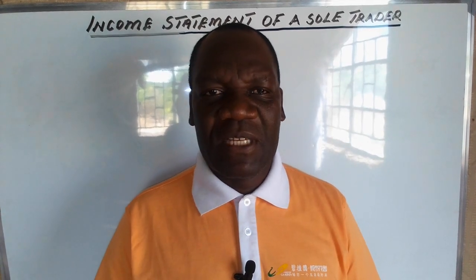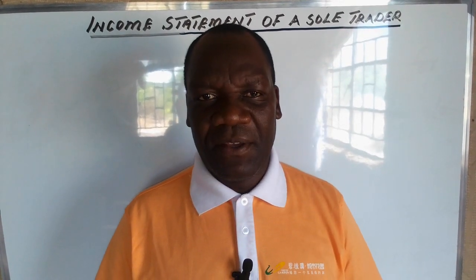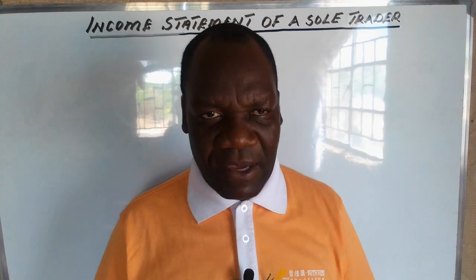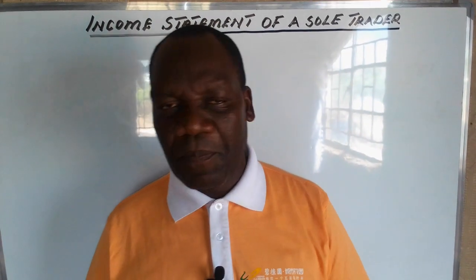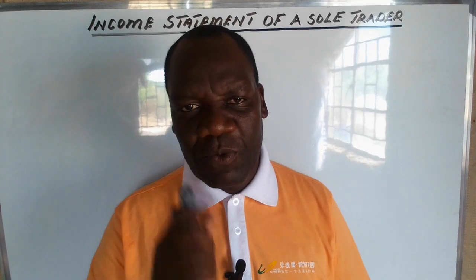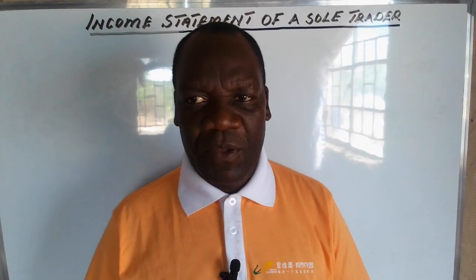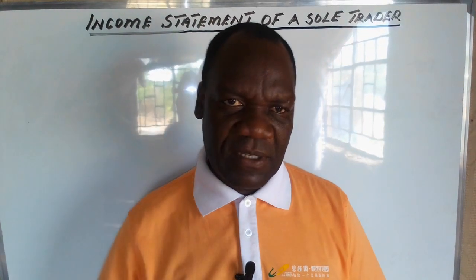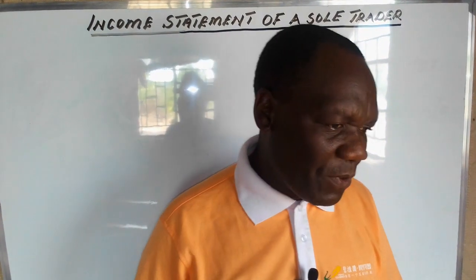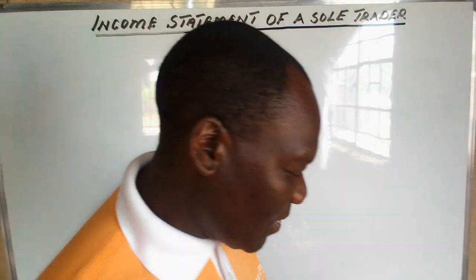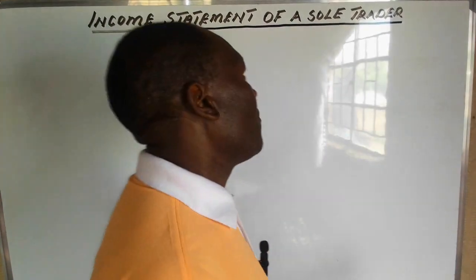Always, you start with the sales. You start with the sales for the period. An accounting period is usually 1 year. So you add all the sales for 1 year. So you write sales. Okay, so let us proceed and see what you are supposed to do as an entrepreneur.